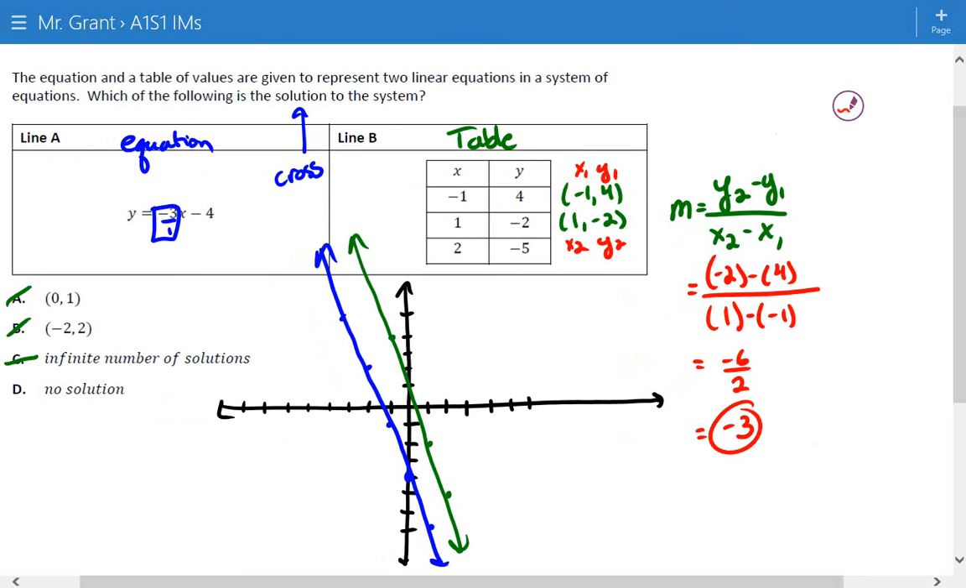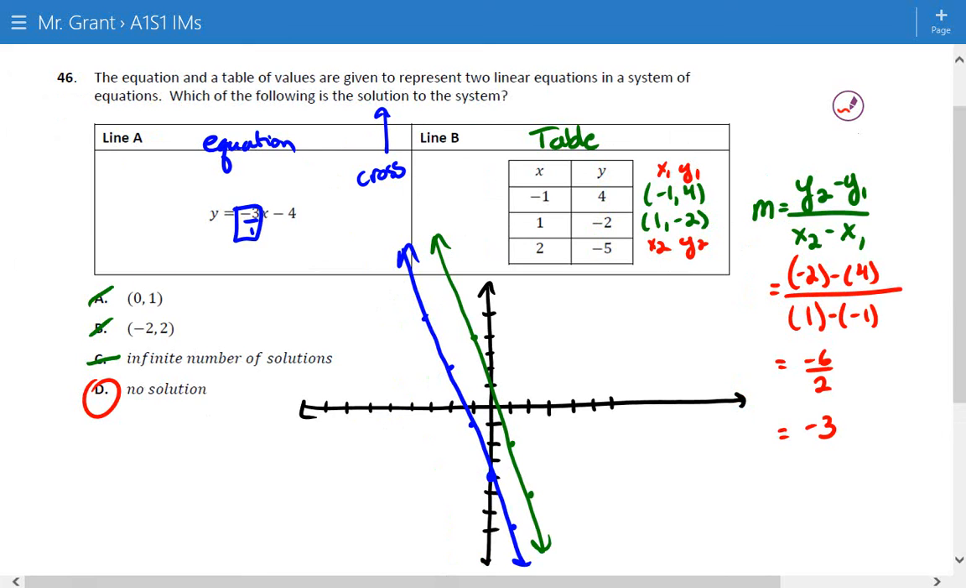Notice that this slope here is the same as the slope over here. Two lines with the same slope and definitely not on top of each other. That has got to be no solution. They never cross.